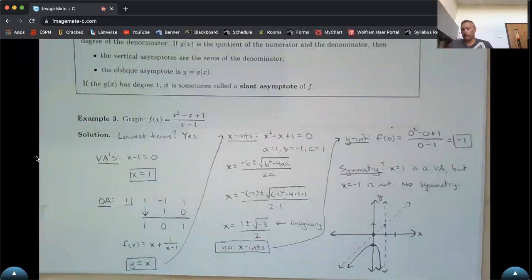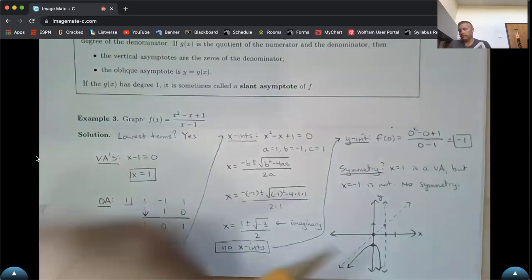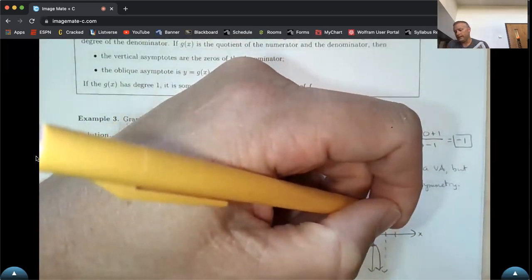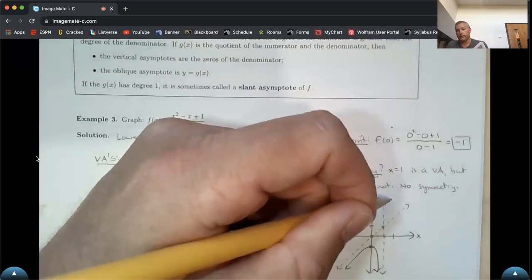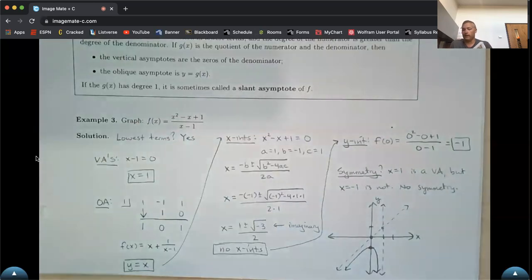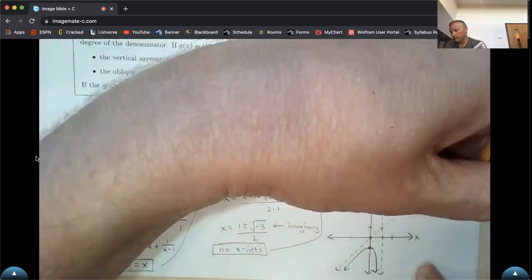Now, you could make the argument that because there's no x-intercepts, I can't be in this region here. I can't be in this region below the oblique asymptote, because if I'm below the oblique asymptote, I'm eventually going to have to go down here and cross the x-axis, and we know we can't. So you could reason that we have to be in this area. But if we want to show that, let's plug in a number.